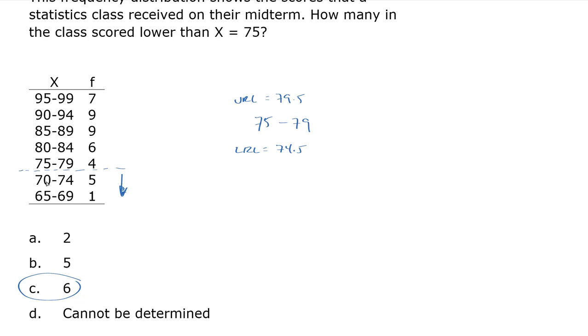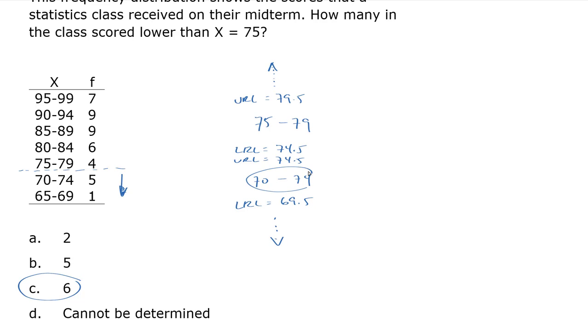Now my category here, 70 to 74, has an upper real limit just the same as the lower real limit of this category, 74.5, and it has a lower real limit equal to a half step below this. That would be 69.5, and so on. So this carries on this way, and it carries on this way.